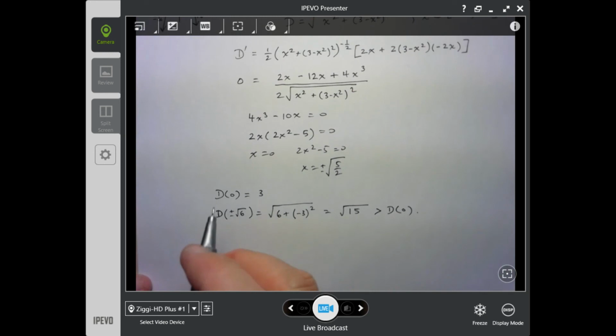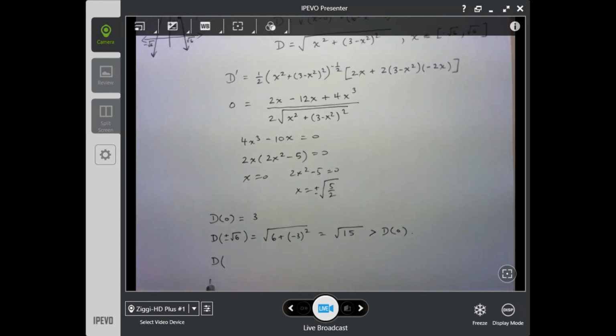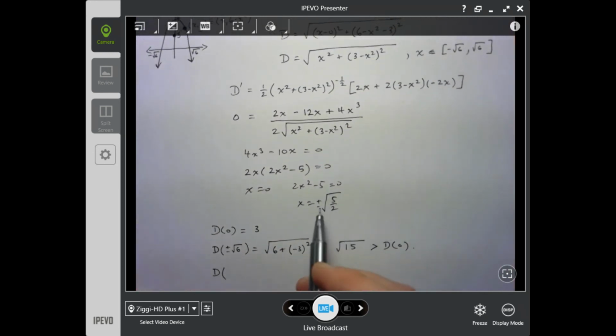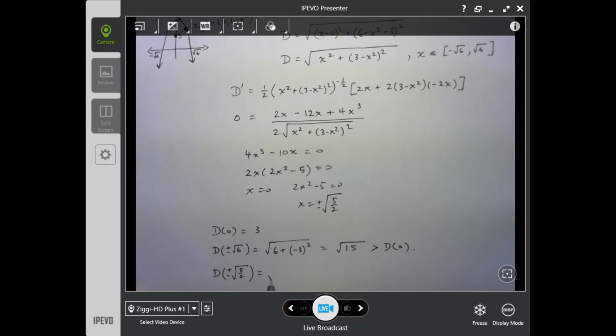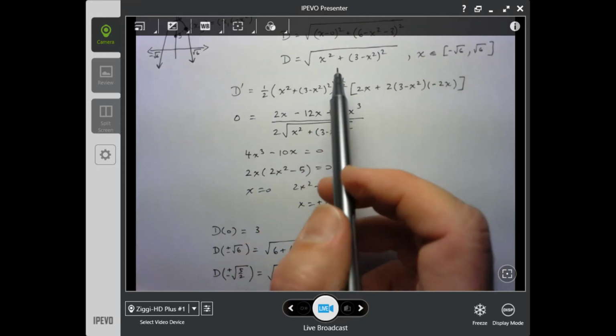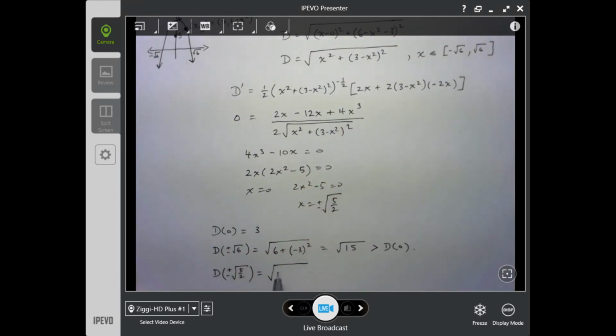All right, so the last one to check are the other critical points here, or critical numbers here. And again, because x is being squared, I get the same answer whether I input positive or negative root 5 over 2. All right, so let's see what we get here. Square root of, so here, root 5 over 2 squared is just going to be 5 over 2. Okay, and plus, here we have 3 minus, again, root 5 over 2 squared is just going to be 5 over 2. All right, and squared.